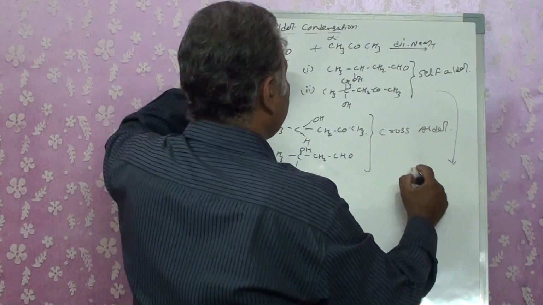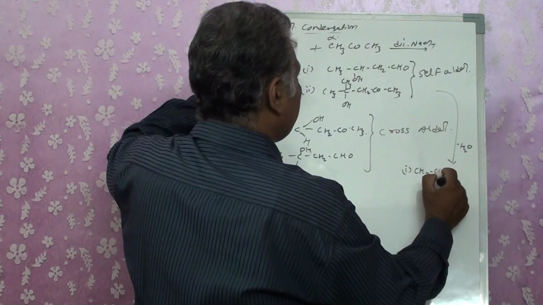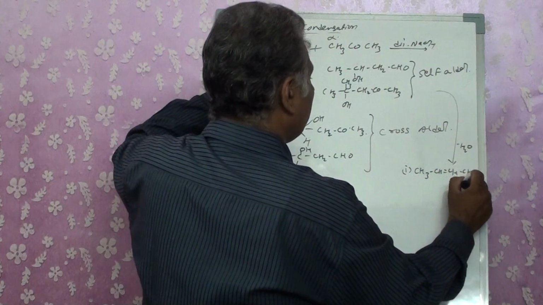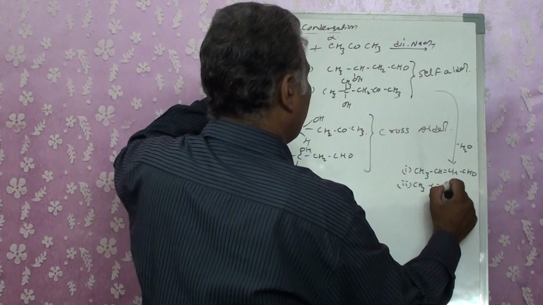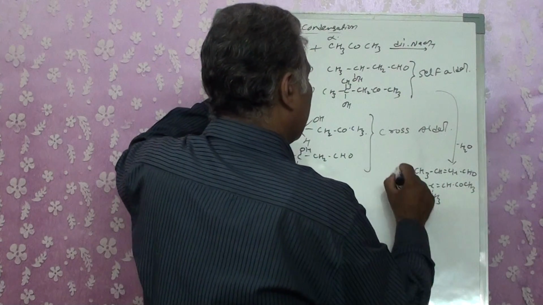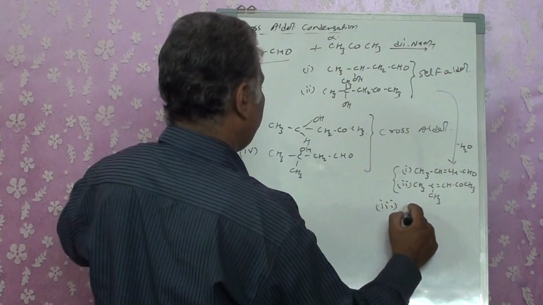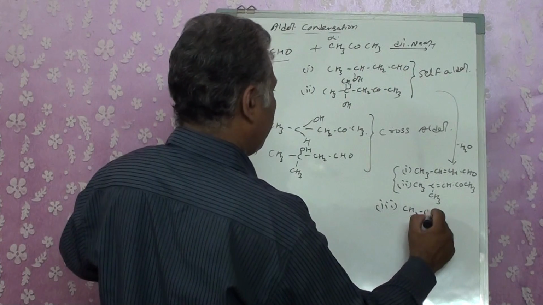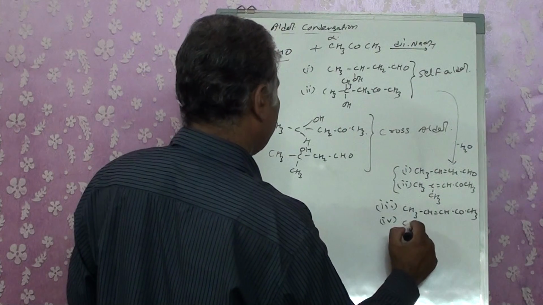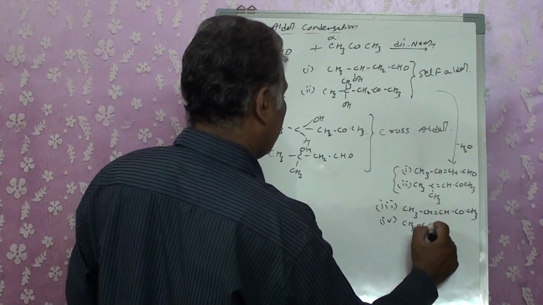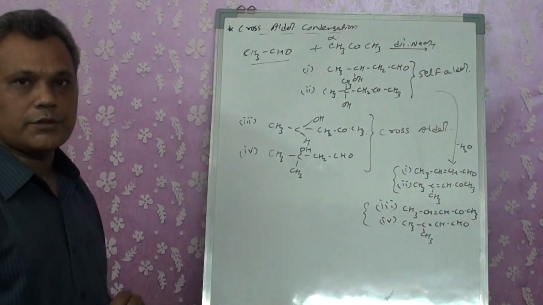All these 4 are going to get stabilized by losing H2O. They will be converted into CH3CH=CHCHO. That is your first product. Second product, CH3C(CH3)=CHCOCH3. These are the self products. The other two are going to produce CH3CH=CHCOCH3, and this one will produce CH3C(CH3)=CHCHO. These are the cross stable products, right?